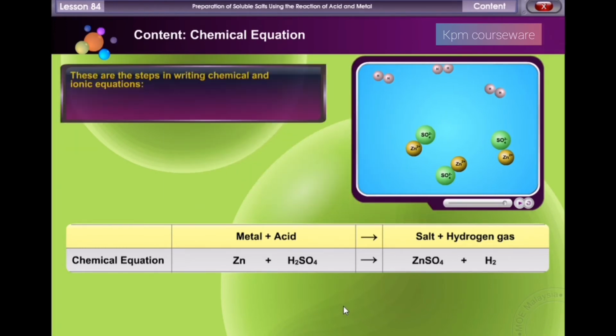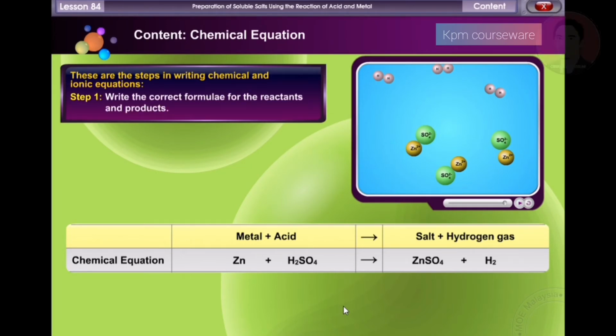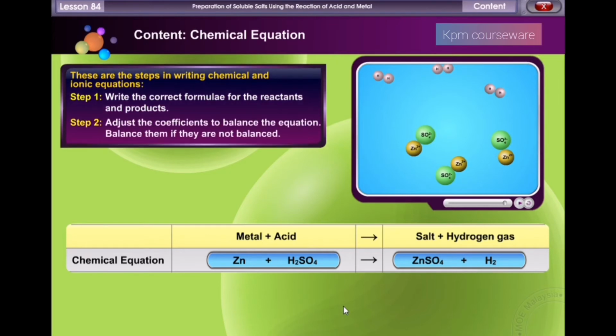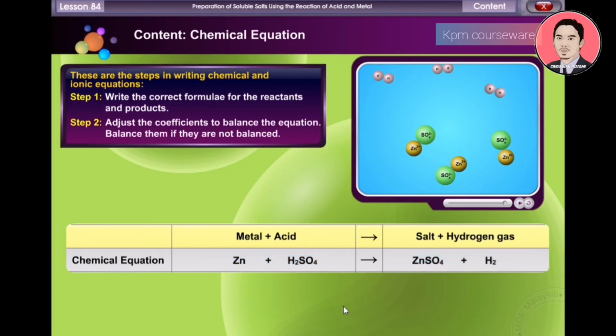When we write a chemical equation, first we have to write the correct formulae for the reactants and products. Do you think the chemical equation is balanced? If it is not balanced, adjust the coefficients. Let's see. Well, it is balanced. Now, we're going to write an ionic equation based on the chemical equation.